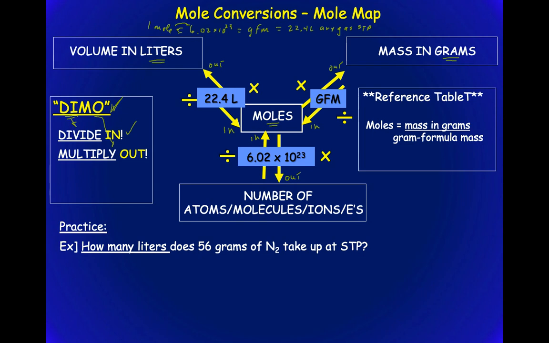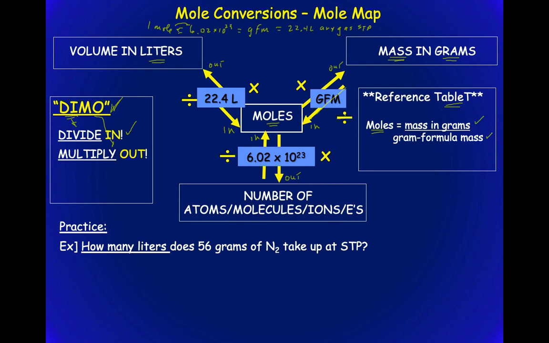The second way you could do this, besides the map, is using the reference table. And the reference table is a simple little equation that says the number of moles is equal to the mass in grams that you're given divided by the GFM, which is really the same thing as using this spoke on the wheel, right? If you have your mass in grams, you would divide in to the mole in this direction. You would divide in by the GFM, which is exactly what you're doing here.